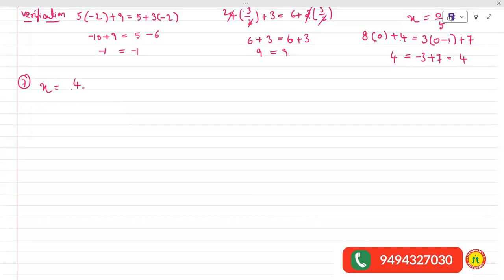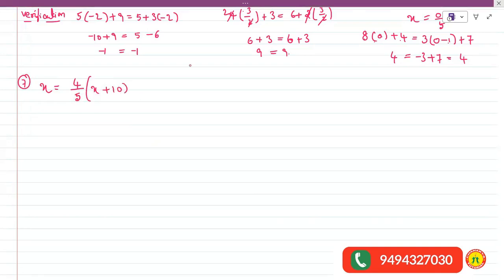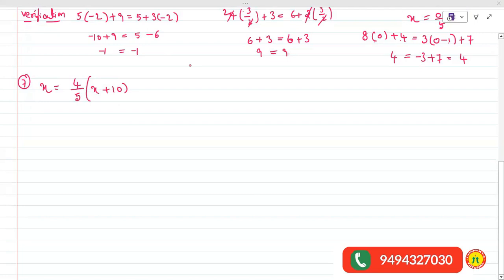Now, x equals 4 by 5 x plus 10. We need to find the x value. This is for Shrestha. Yes, sir. Tell me this answer. Very good, Harshit. Sir, should I tell you the method for how we are finding the x value? Yes, sir. x is equal to 4 by 5 x plus 8. Yes, for 10, 5 fours are 40, 40 by 5 is equal to 8.